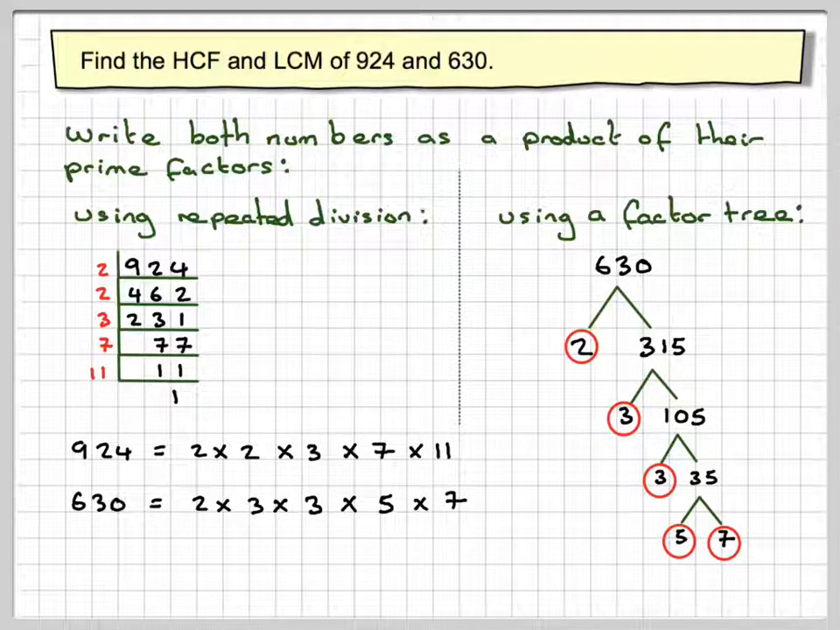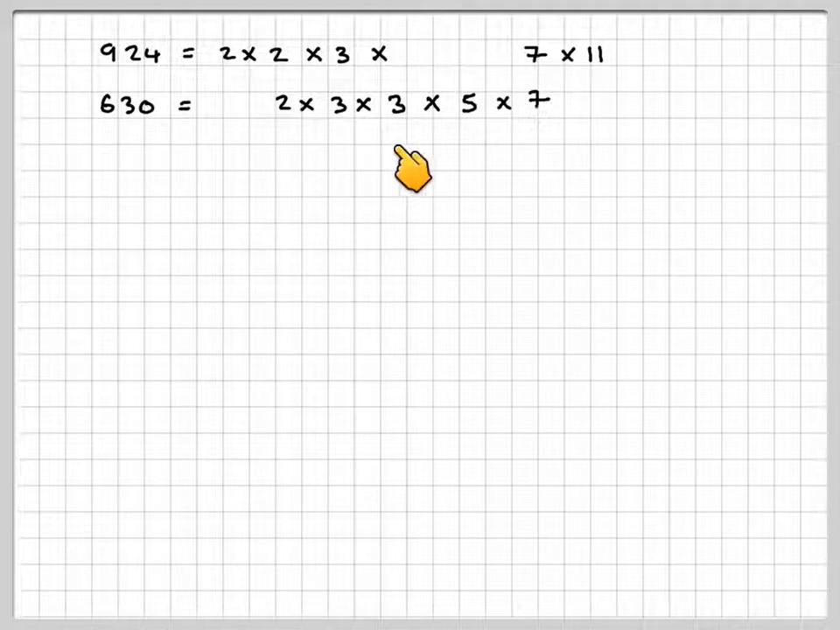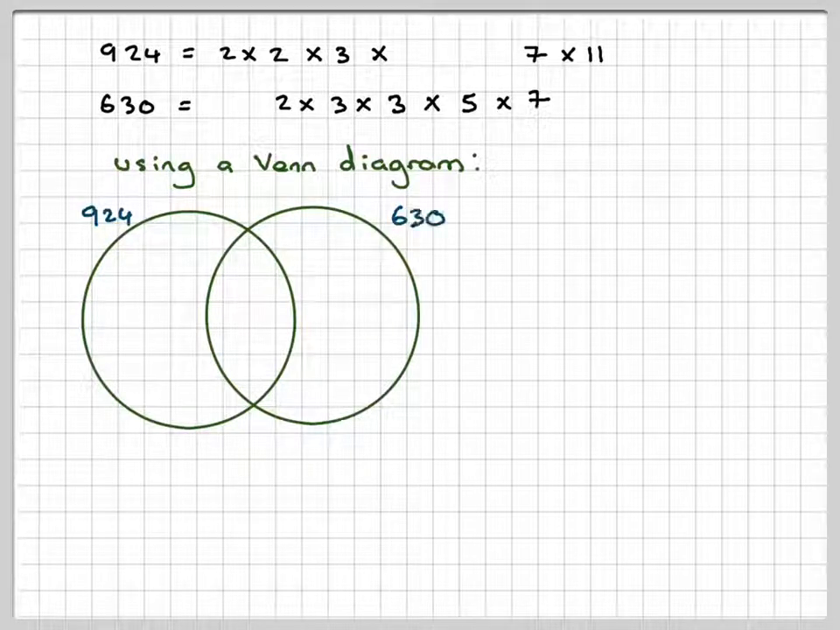Okay, going over to the next page, you're going to write those out, and I'm going to line them up a little bit as well. So lining up the common ones is quite a good idea here. So we're going to use a Venn diagram to work out the highest common factor and the lowest common multiple. So we just need to draw what's known as two intersecting sets.